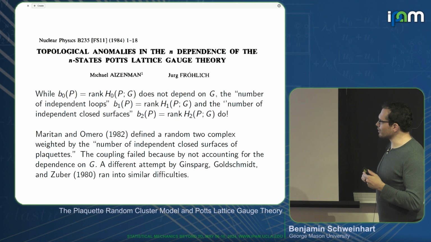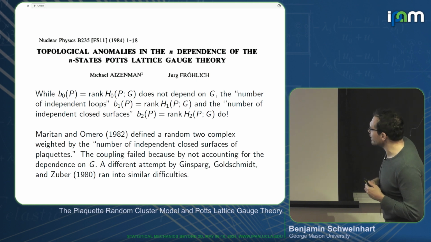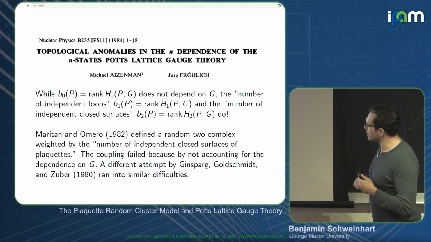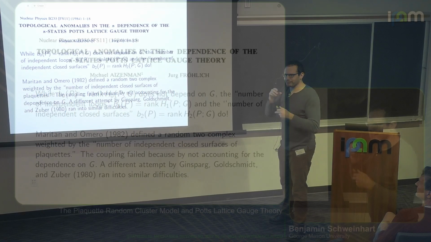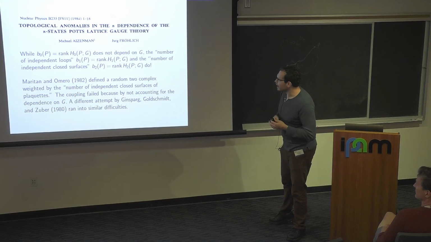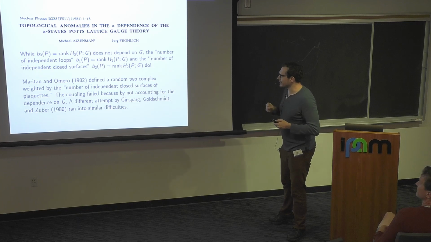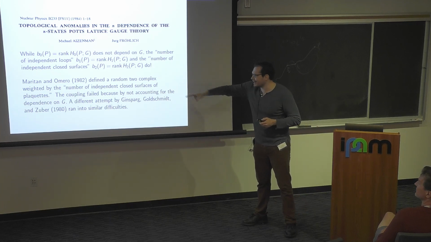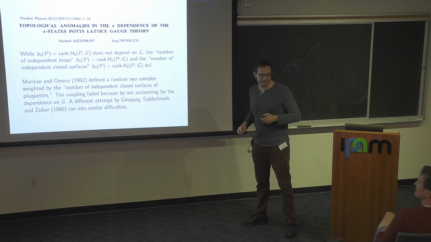But the number of independent loops, which I'm defining as the rank of your first homology, and the number of independent closed surfaces do. And I'll have a picture where that is the case in a second. Okay. Or actually, it's a picture illustrating the other one, but yeah, you can close it up. So the physicists were led astray by this because they weighted a random 2-complex by the number of independent closed surfaces, but they weren't careful about it.